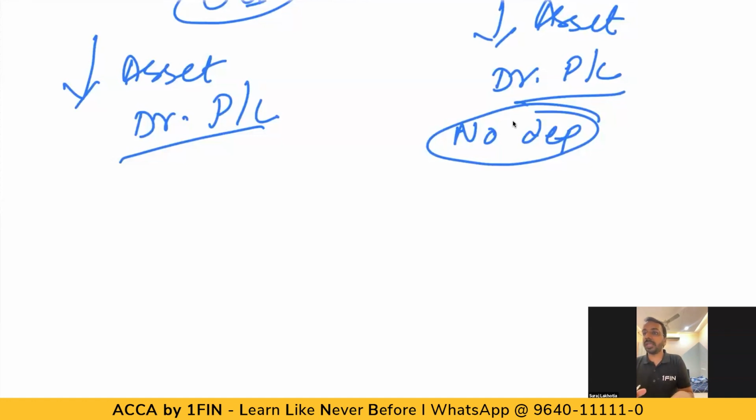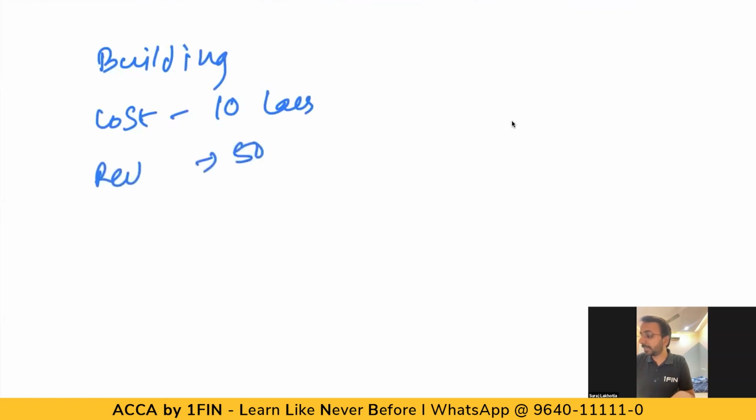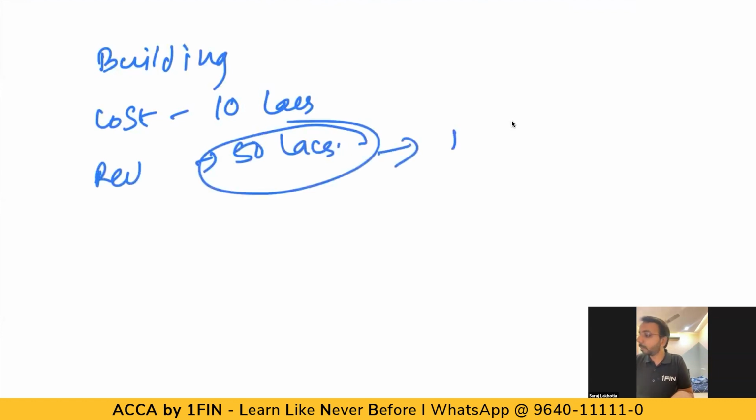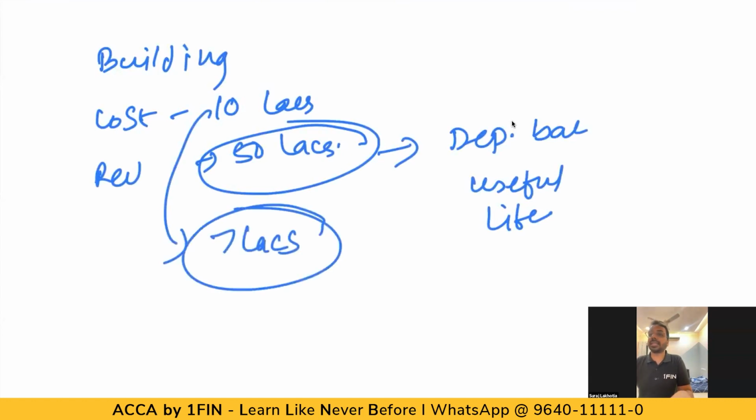Okay, sir, when it comes to IAS 16, depreciation is charged on cost, how does it work when revalued? So what happens is, let us say there is a building, cost is 10 lakhs. Okay, revalued amount is 50 lakhs. Now, considering this 50 lakhs, you will depreciate over the balance useful life. Now, same thing, if the value goes down, instead of 10 lakhs it has become 7 lakhs, you will now consider 7 lakhs and depreciate.